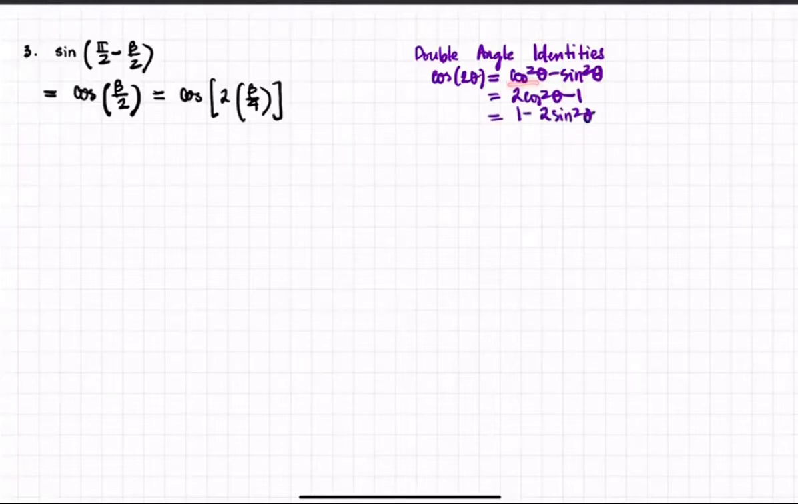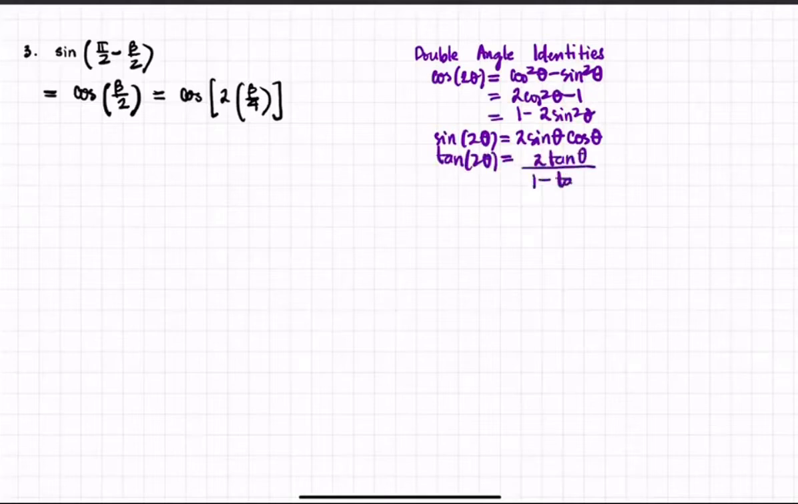Kung meron kang cosine square, sine square, tapos madaling compute to, then you can use that. Kapag cosine lang ang meron ka, you can use this. Pag sine lang ang meron ka, you can use this one. Okay? So, how about sine 2 theta? That is the same as 2 sine theta cos theta. And tangent 2 theta is 2 tangent theta all over 1 minus tangent squared theta.